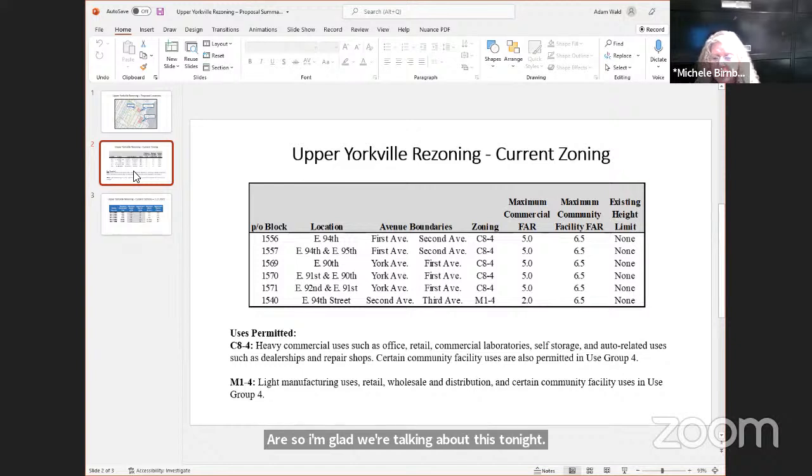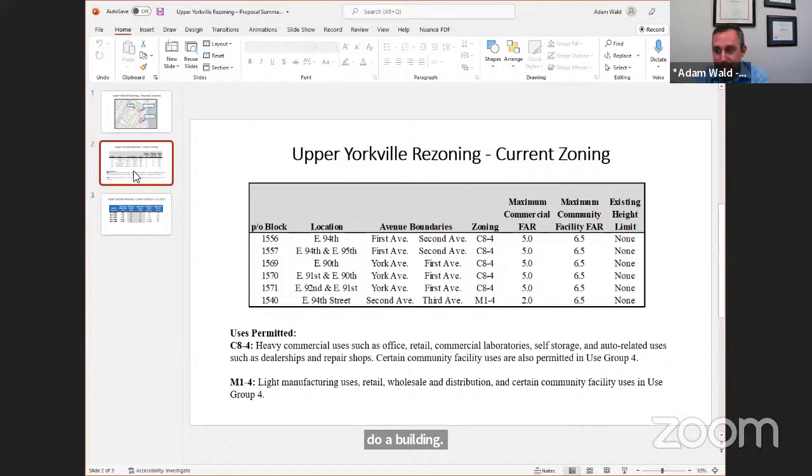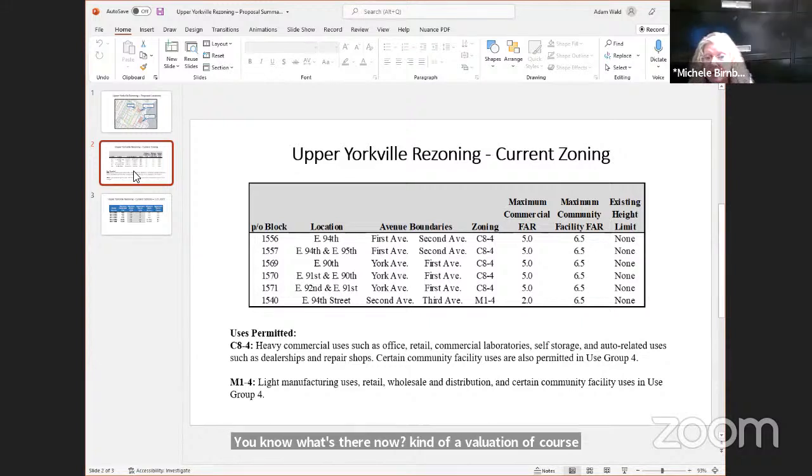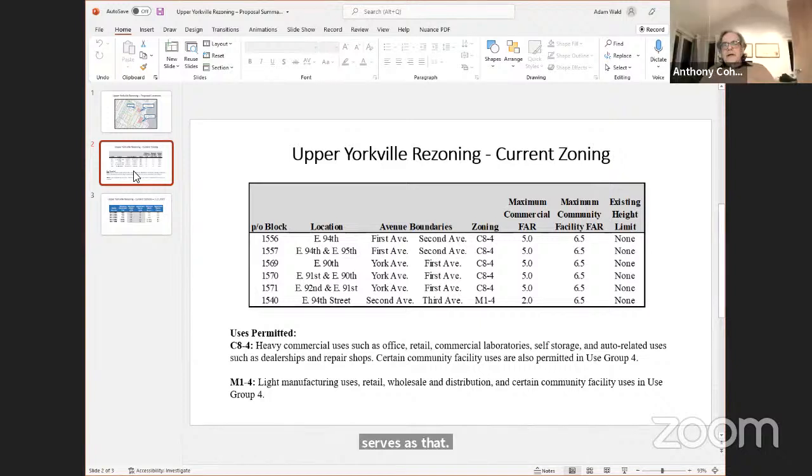And this was substantial. I think Anthony's thought about having to do a building evaluation of what's there now, of course, makes sense. But as an initial presentation and a plan of how to go forward, this certainly serves as that. So thanks very much. Thank you, Michelle.